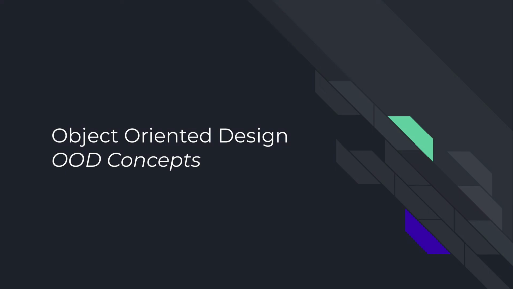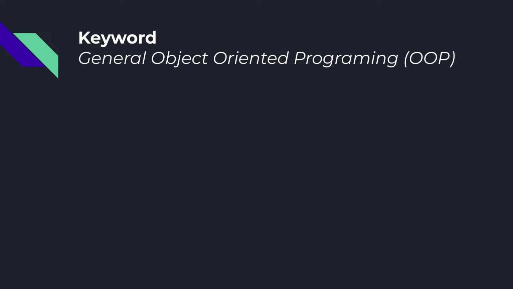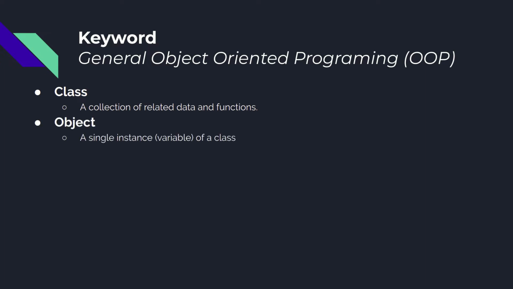So first we're going to start off on object-oriented design and object-oriented design concepts. We're going to go over a couple of keywords. These ones should be pretty general. I'm just going to go over these as a little refresher. The first one is class. A class is a collection of related data and functions. An object would be a single instance of this class, kind of like creating your own type of variable.